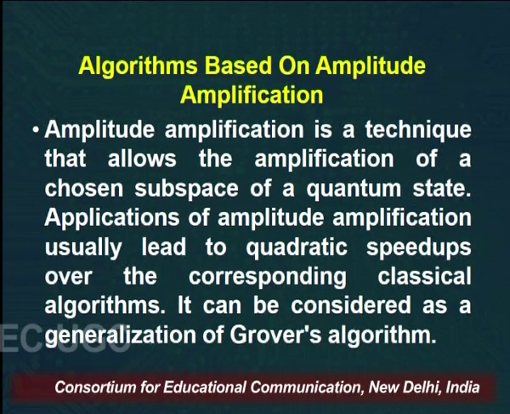Next is the algorithm based on amplitude amplification, which leads to the Grover algorithm. Amplitude amplification is a technique that allows the amplification of a chosen subspace of a quantum state. Amplification is required so that we can get the desired result. Application of amplitude amplification usually leads to a quadratic speedup over the corresponding classical algorithm in the case of searching. So it can be considered a generalization of Grover's algorithm.